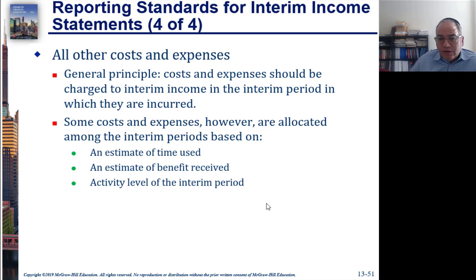All of the costs and expenses are charged to the interim period wherever they occurred. So this follows logic. If something is spread out over a period of time, then it's going to be spread out over the interim periods of time. And if it occurred at a specific point in time, then it's going to be recorded at that specific point of time.